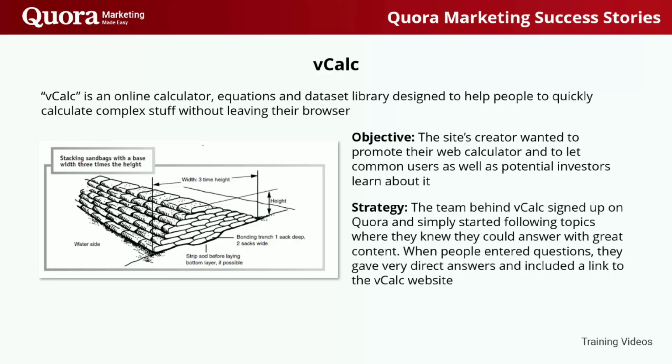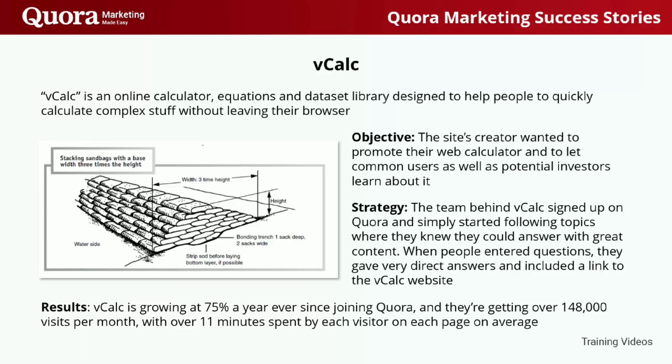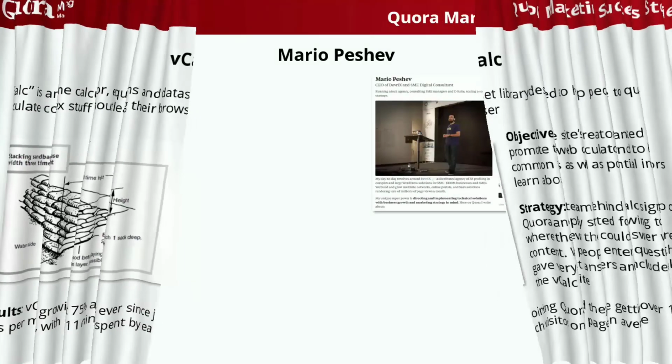Strategy. The team behind VCalc signed up on Quora and simply started following topics where they knew they could answer with great content. When people entered questions, they gave very direct answers and included a link to the VCalc website. Results? VCalc is growing at 75% a year ever since joining Quora, and they're getting over 148,000 visits per month, with over 11 minutes spent by each visitor on each page on average.